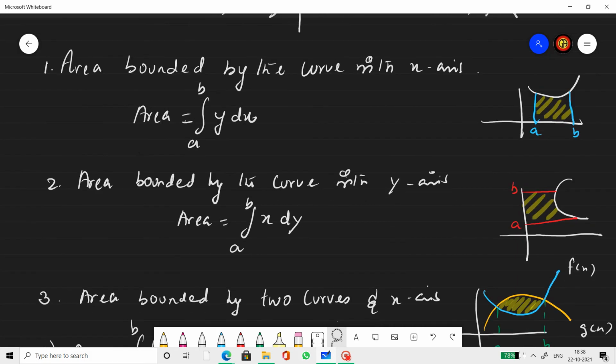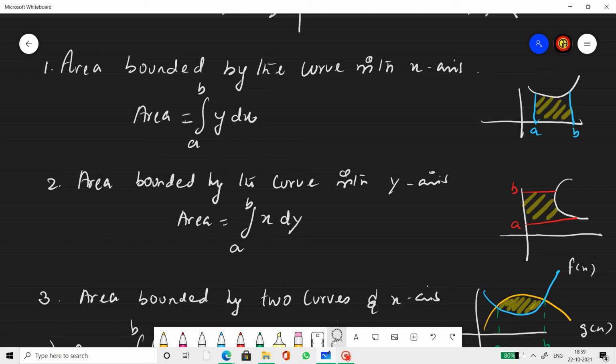When you find area with respect to the x-axis, it is integration of y dx, limit a to b. Now y means you change the equation to express y in terms of x. An equation will have x and y as its variables. You put y on one side and take all the other terms to the other side. So express y in terms of x and replace y with that. And then start integrating. So area bounded by the curve with the x-axis will be integration from a to b of y dx.